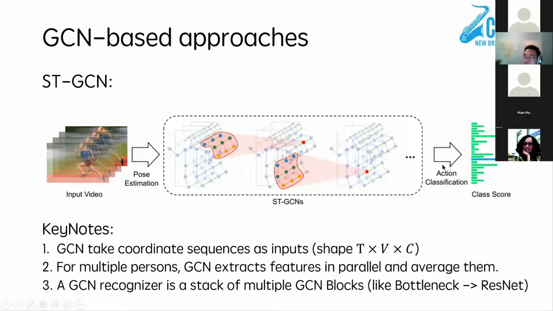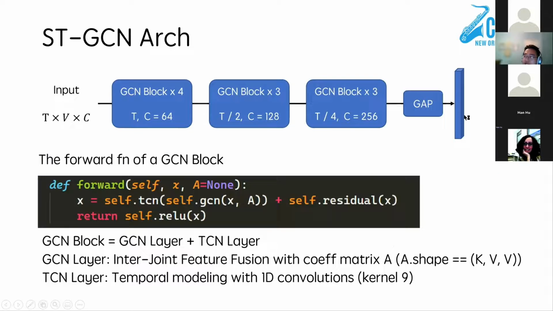GCN-based approaches directly take the coordinates of human skeleton sequences as inputs. When there exist multiple persons, it models each person independently and averages the skeleton features before the last classification stage. A GCN recognizer is a stack of multiple GCN blocks, like a ResNet is a stack of multiple basic blocks or bottlenecks. ST-GCN stacks 10 GCN blocks for skeleton modeling.